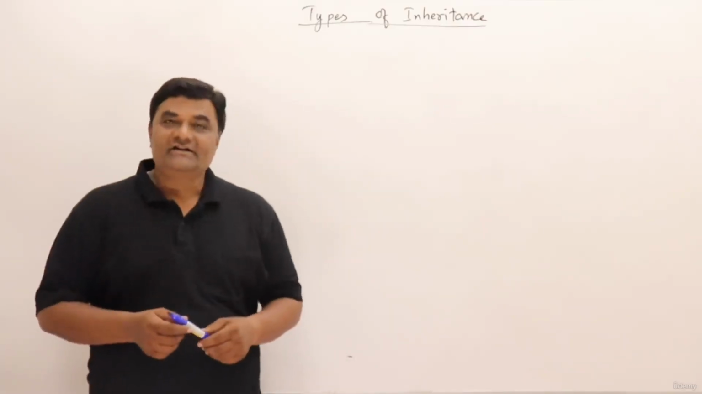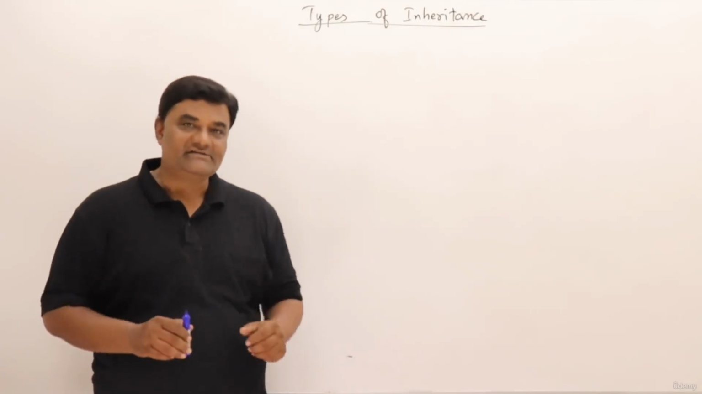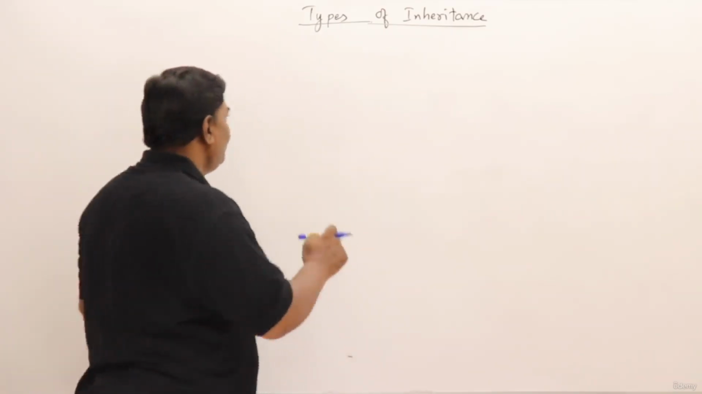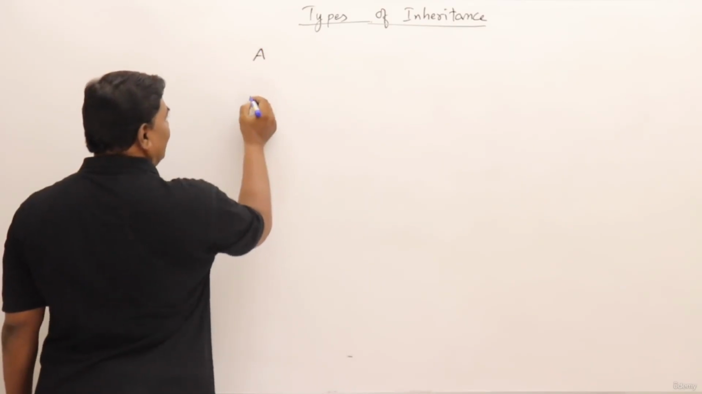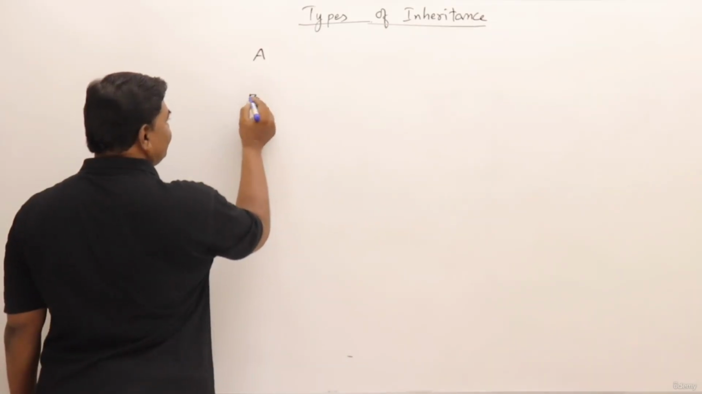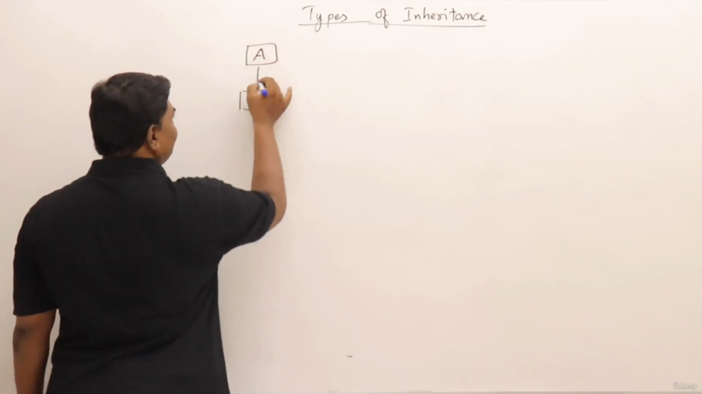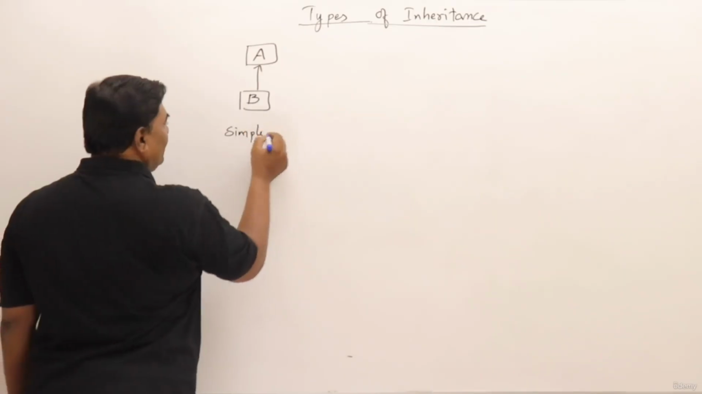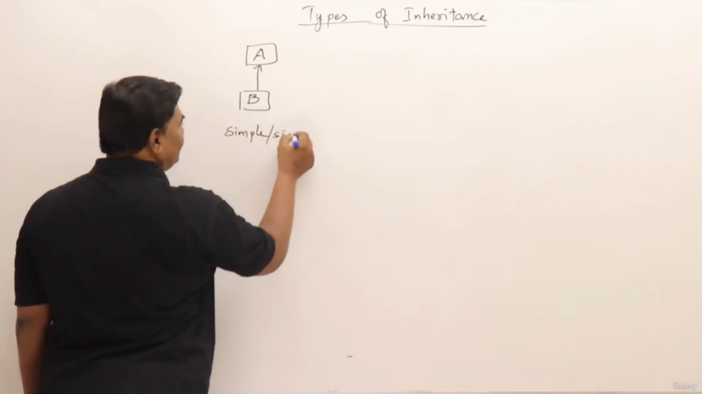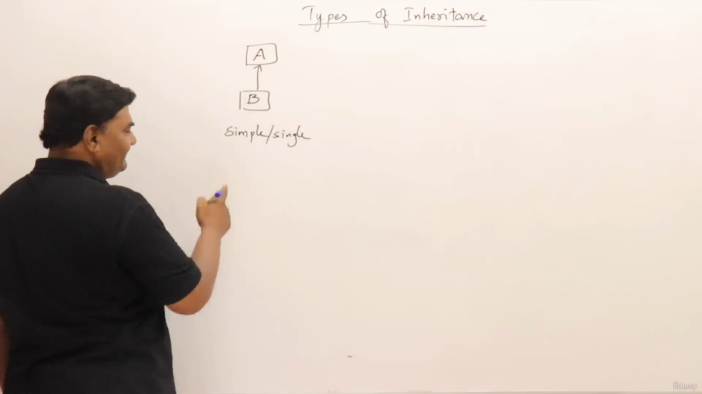There are different types of inheritances supported in C++. Let us look at types of inheritances. So first is, if you have a class A, I'll be using letters, A is a base class, and this is a derived class, that is a child class. So a class is inheriting from an existing class. This is one method. This is called simple or single inheritance.